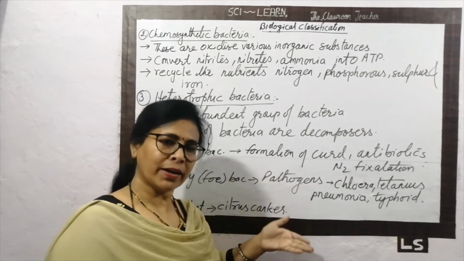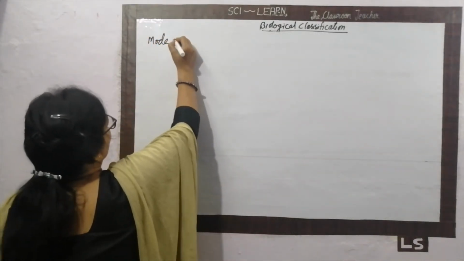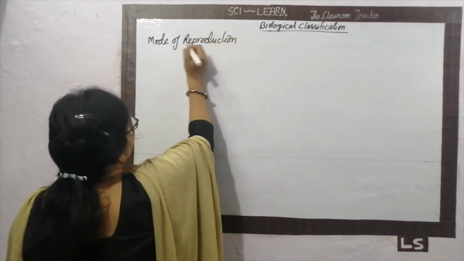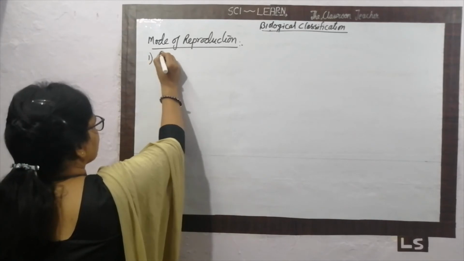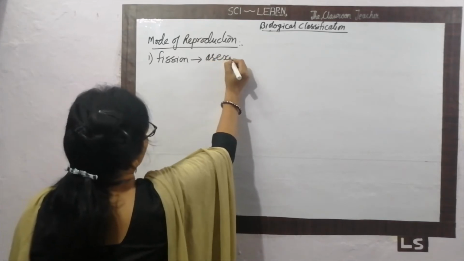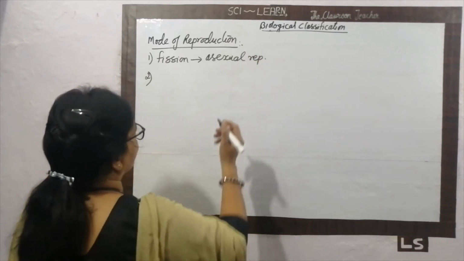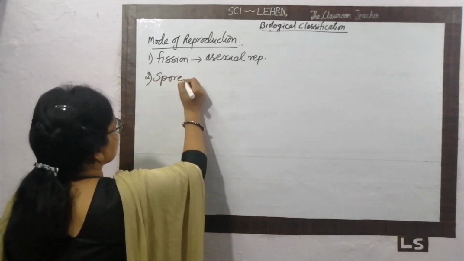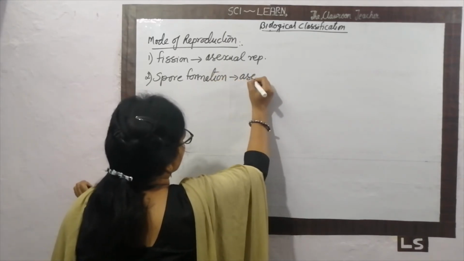Now what more about the bacteria? Mode of reproduction. One more thing you have to know is the mode of reproduction. Basically, they reproduce asexually, and the method is fission, breaking of the cell. The second asexual reproduction is spore formation.